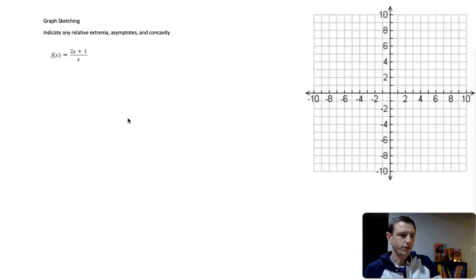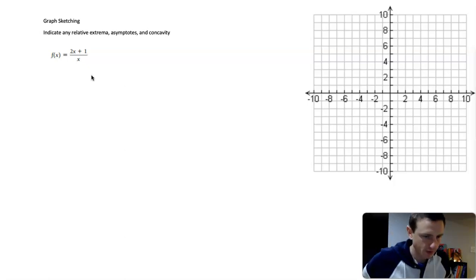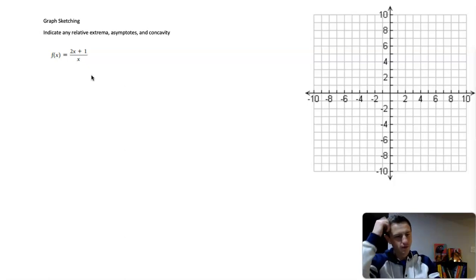In this problem, we want to graph the function (2x + 1) over x. And we want to sketch it using all of the concepts of derivatives, x-intercepts, y-intercepts, all of that. Concave up, concave down, and inflection points. We want to go from start to finish here. So a good starting point would be to just identify any sort of intercepts. So x-intercepts, y-intercepts.